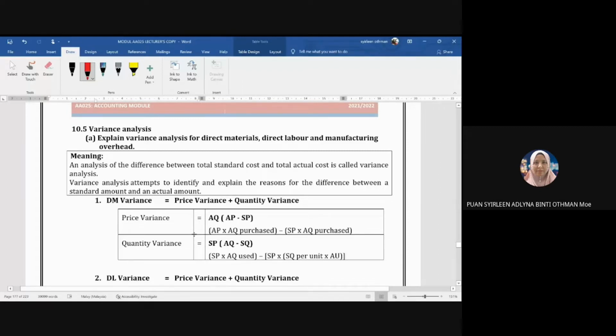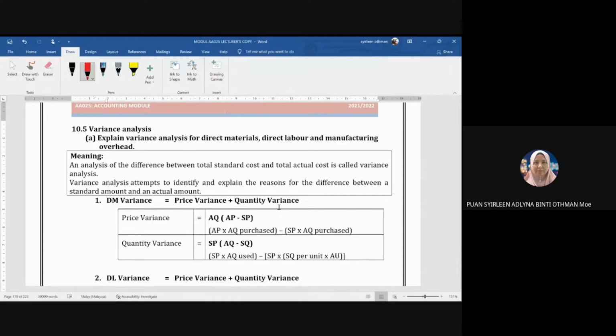Okay, so nak kira direct material variance, okay, kita kena kira dulu price variance. You dah dapat price variance tu, kita akan tambahkan dengan quantity variance. Okay, so the first thing that you need to do, you need to calculate the price variance dulu. Dah dapat price variance, awak akan kira quantity variance. So bila soalan tanya, please compute the direct material variance, maksudnya kita akan kira dulu price variance and then quantity variance, dan you campur dua tu, baru you akan dapat direct material variance.